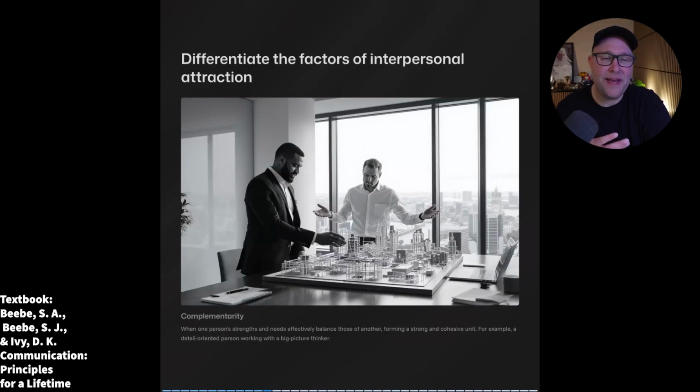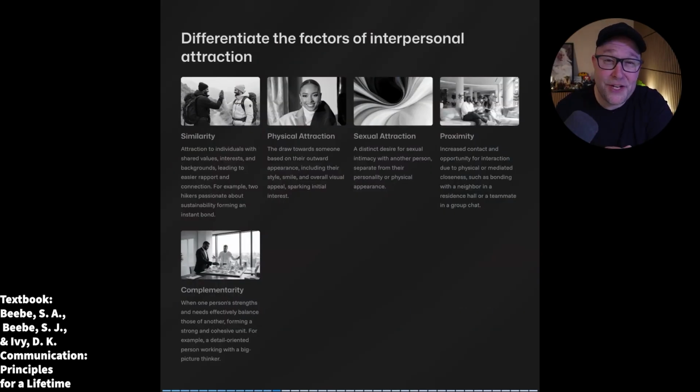Complementarity in interpersonal attraction is when one person's strengths and needs effectively balance those of another, forming a strong and cohesive unit. For example, a detail-oriented person working with a big picture thinker. So to differentiate factors of interpersonal attraction, we have similarity, physical attraction, sexual attraction, proximity, and complementarity.